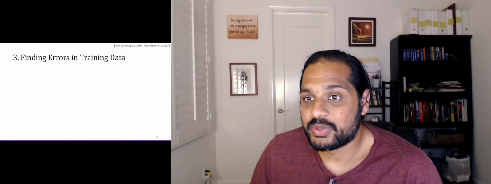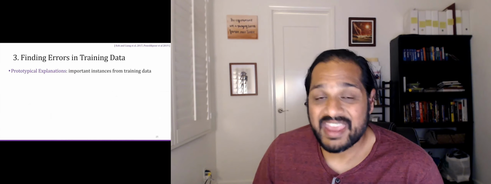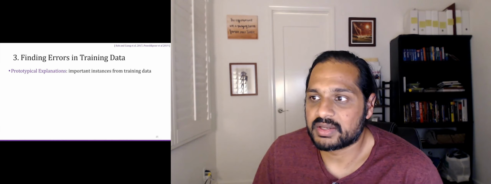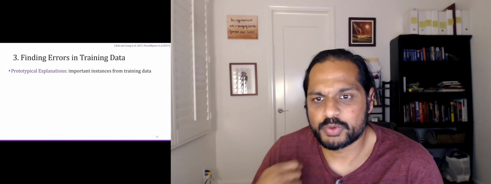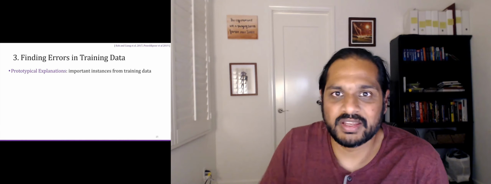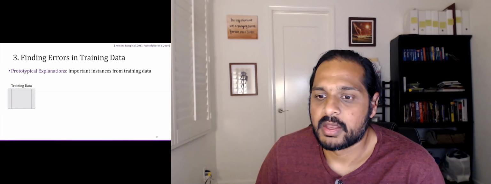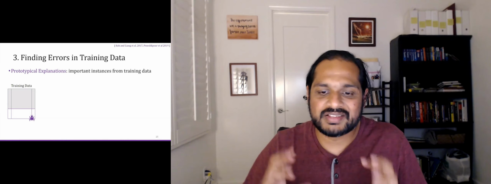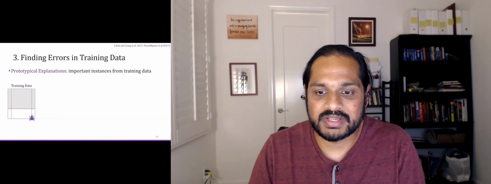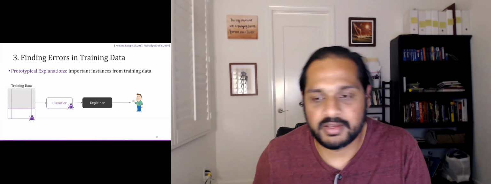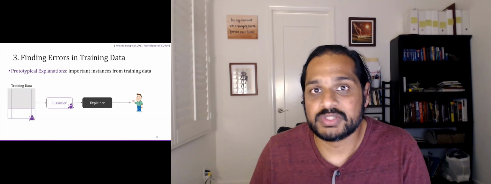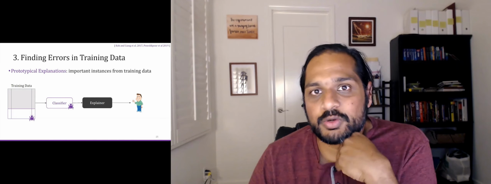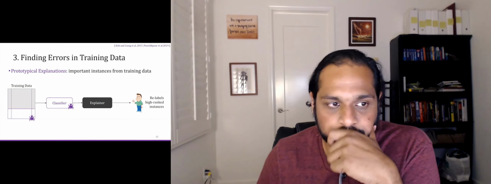The third way of doing debugging using explanations is to find errors in the training data. There have been a few works that are doing that as well. And mostly this is specific to prototypical explanations that are actually explaining all the way back to the training data. So the idea is you have some training data that you add some noisy data to, some data that you know is wrong or has some bug in it. You train a classifier which will be buggy because it's trained on buggy training data, and you explain the output of that classifier to the user.